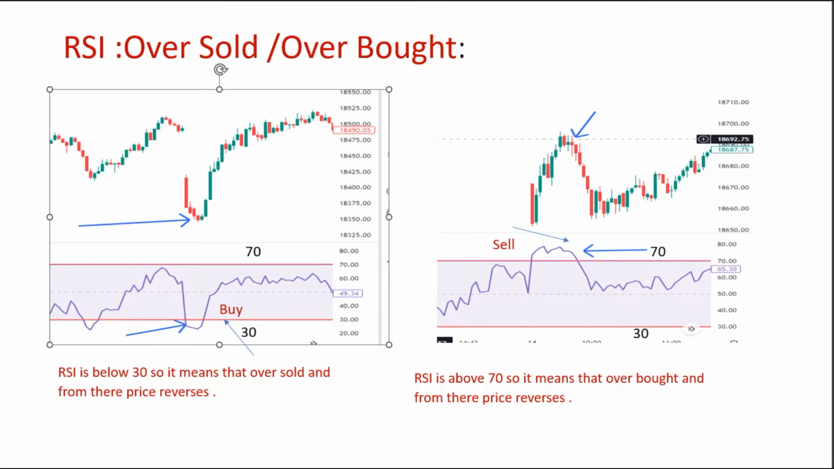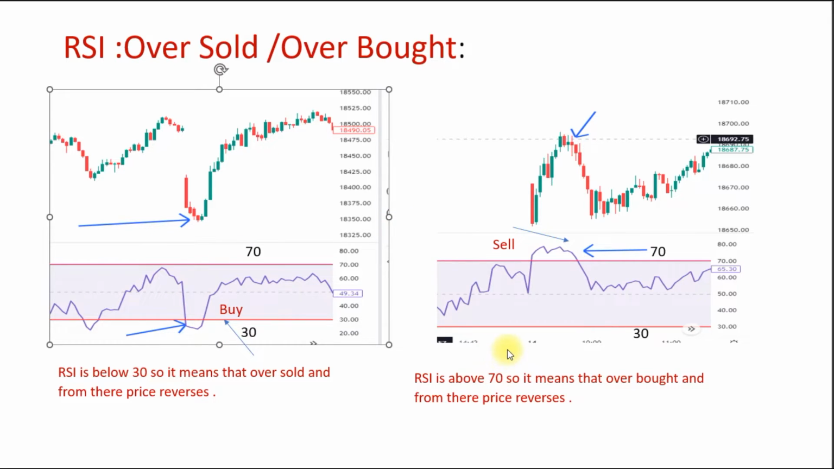This is the picture of RSI oversold and overbought. The top is the price and RSI is below here. This is the RSI indicator I have mentioned below, and the upper band level I have marked as 70 and the lower band level I have marked as 30. And if RSI has come below 30, it means that the asset is oversold, and from there chances are there for the price to reverse.